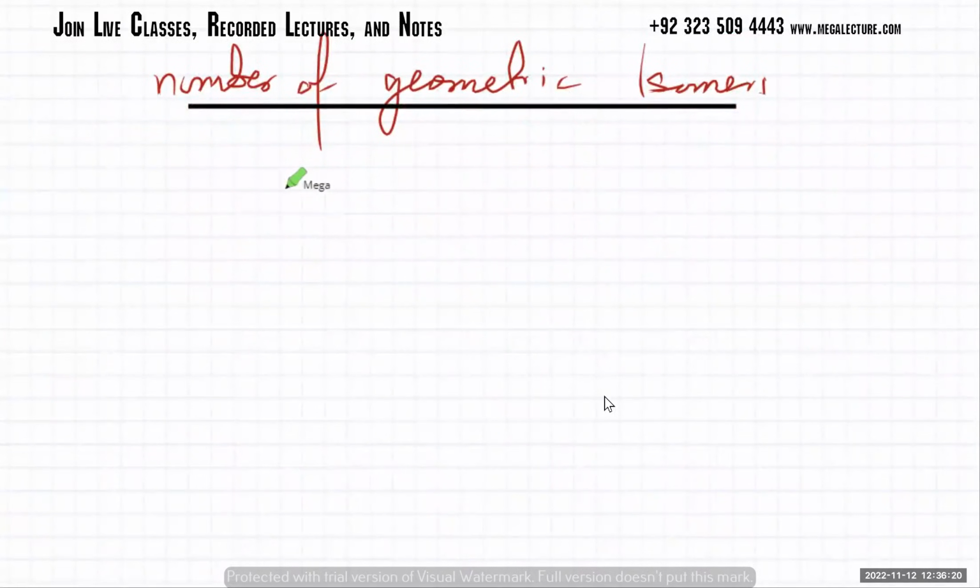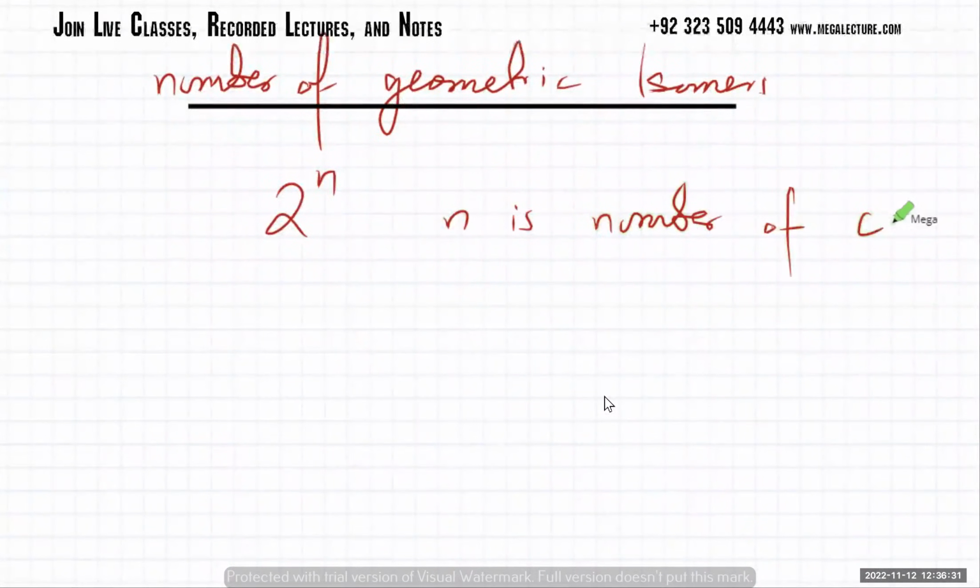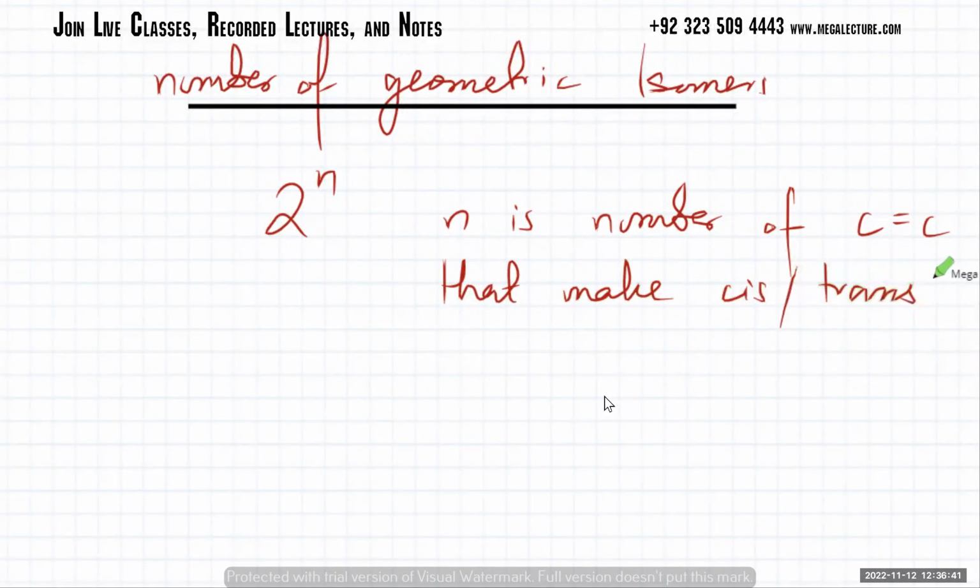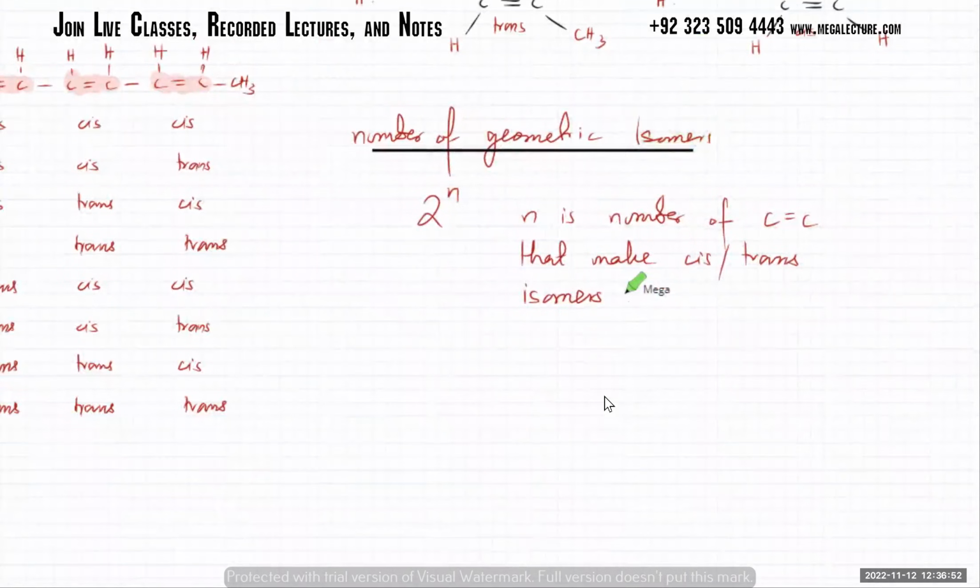If you have it's 2 to the power n, where n is the number of double bonds that make cis-trans isomers. So the idea, is this clear? You just need to know this formula. Is this clear? Yes sir.